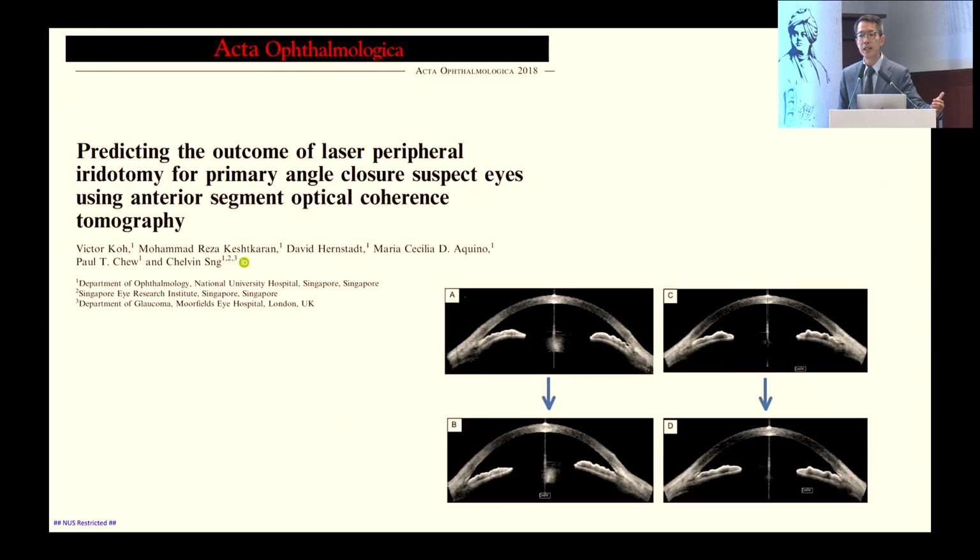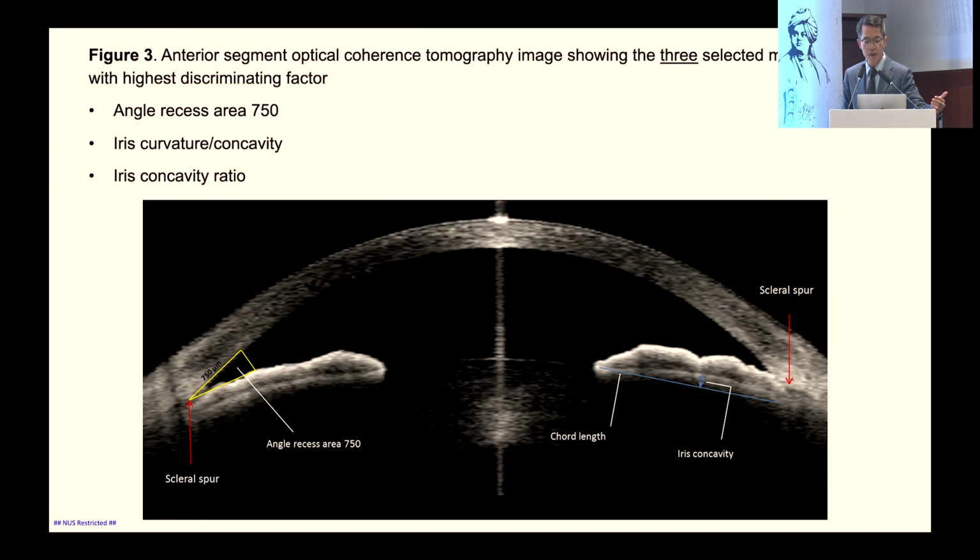How about predicting the outcome of laser iridotomy in these patients with primary angle closure suspect? Just using anterior segment OCT, we have also shown in this particular paper that the determinants of success of angle closure are down to three things. One is the angle recess, two is the iris curvature, and the concavity ratio.